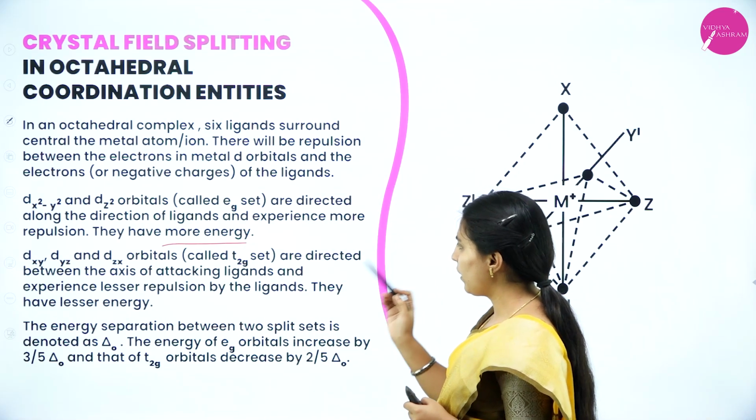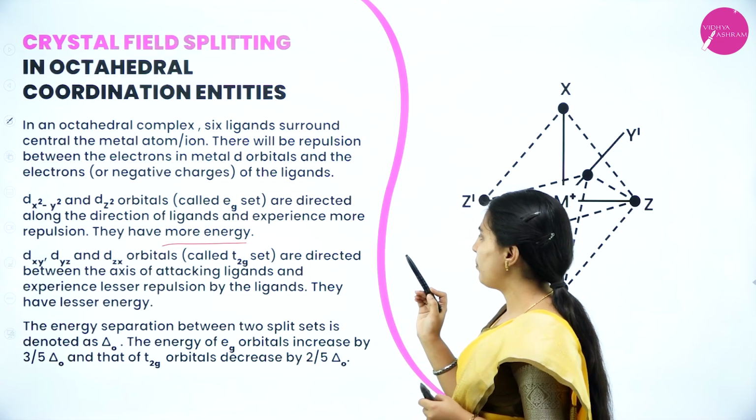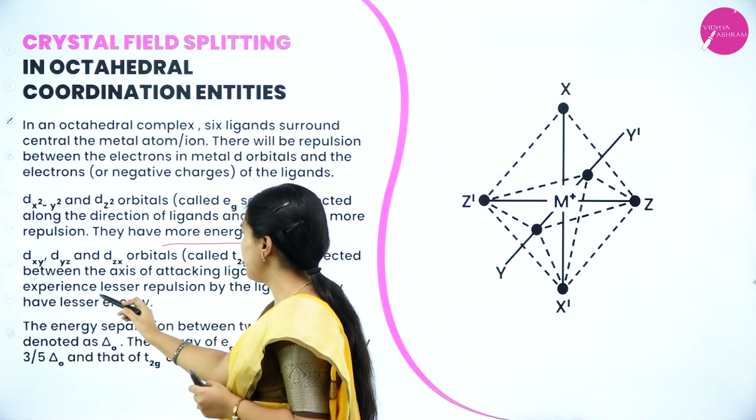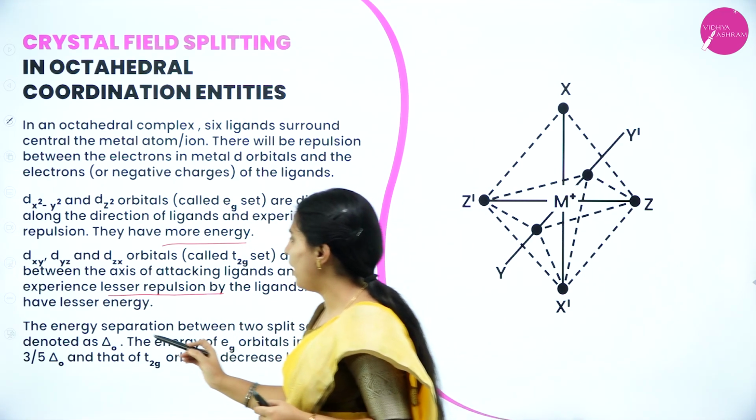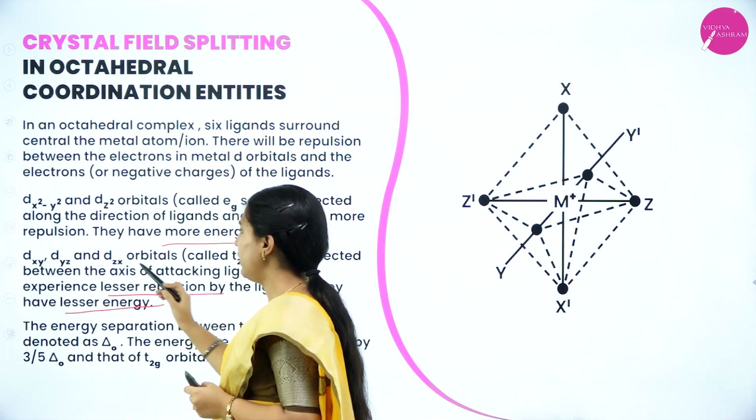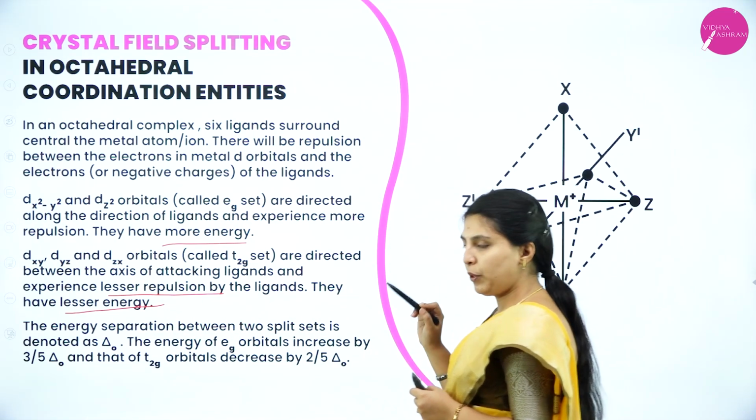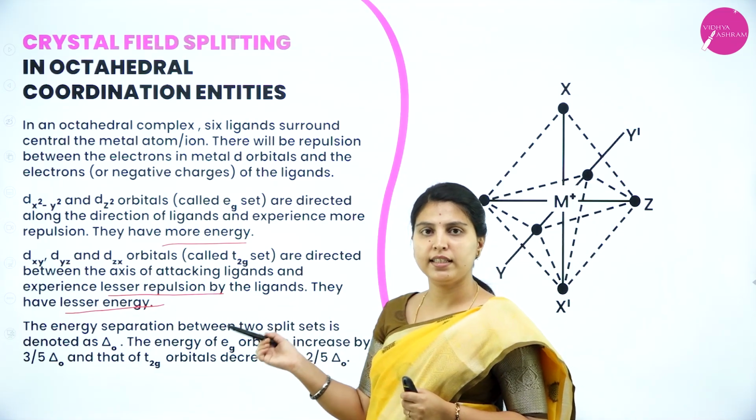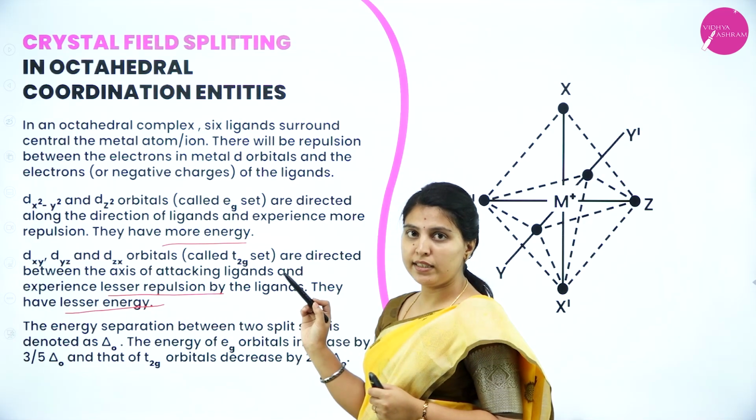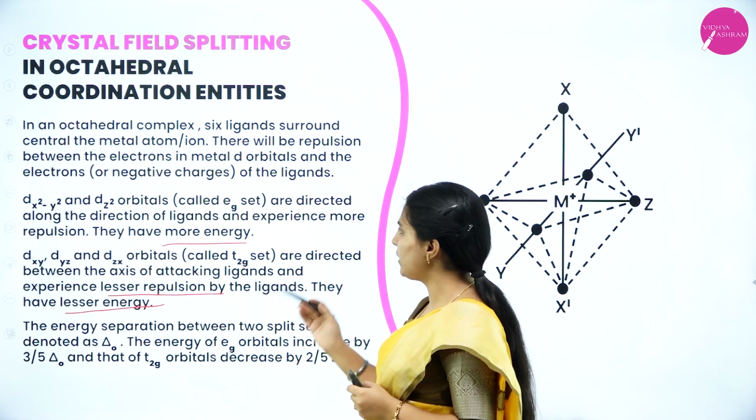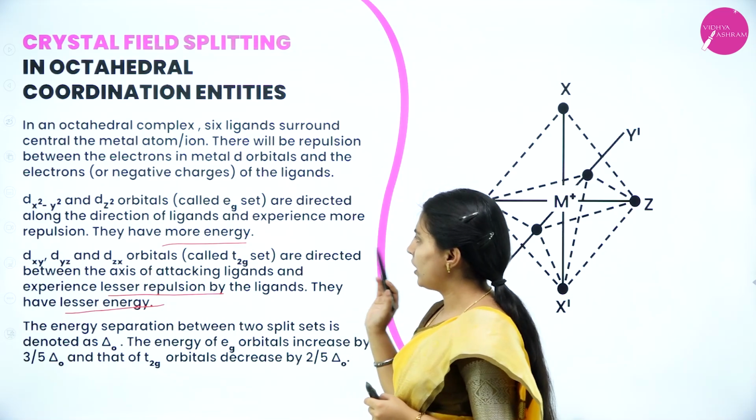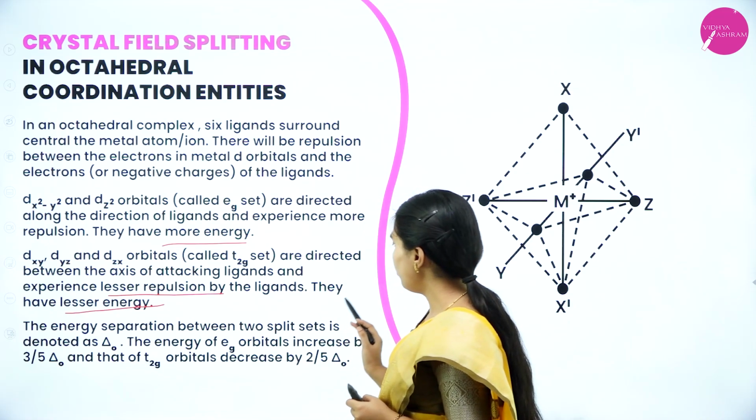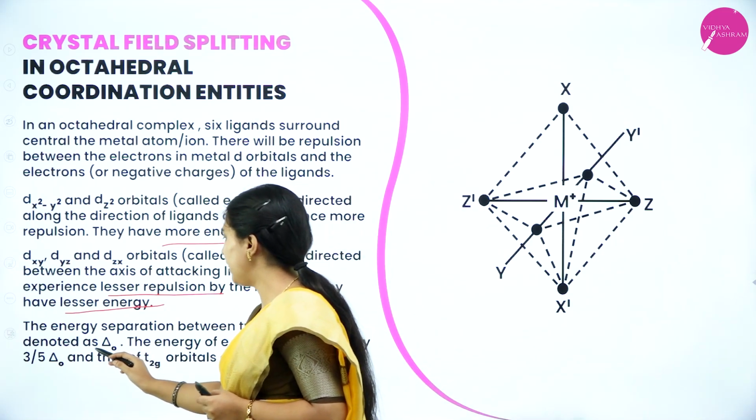The remaining dxy, dyz and dzx orbitals are directed between the axes of the approaching ligands and experience less repulsion, so they have lesser energy. These 3 move between the axes, that's why they feel less repulsion, but the other 2 orbitals move towards the direction of the ligands, which is why they have more repulsion and more energy. The energy separation between the two split sets is denoted as delta naught.